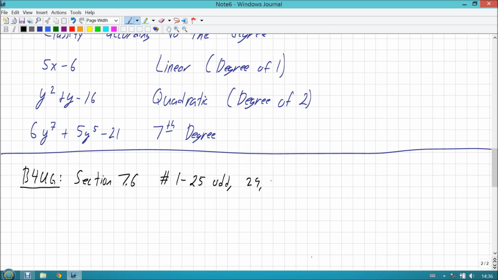And then do 29, 33, 35, 39, 41, 45, 47, oops, forgot the 7 there, 49. Mr. O'Neill, this is too much. No, it isn't. If you guys haven't noticed, all the homework this chapter has been super easy. 51, except maybe the last section. 55, 59, and 61. All right, good luck and have fun.